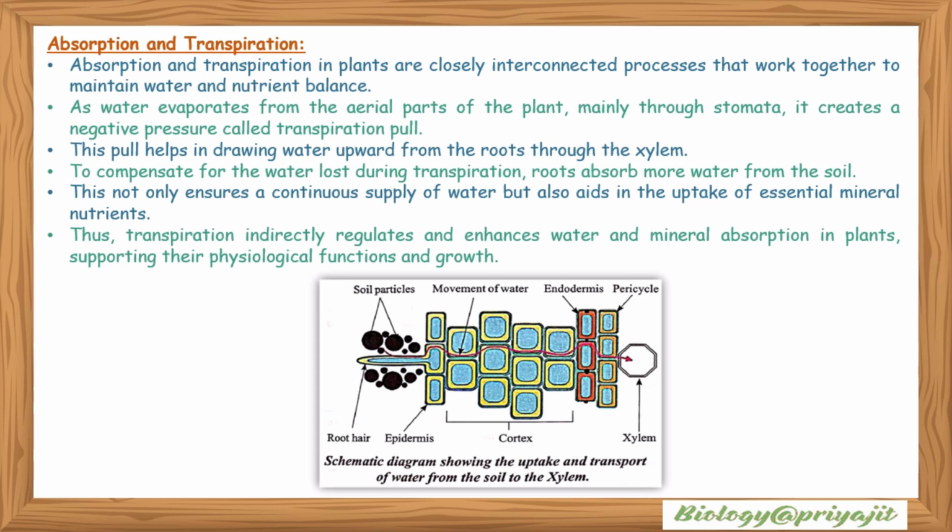To compensate for the water lost during transpiration, roots absorb more water from the soil. This not only ensures a continuous supply of water but also aids in the uptake of essential mineral nutrients. Thus, transpiration indirectly regulates and enhances water and mineral absorption in plants, supporting their physiological functions and growth.